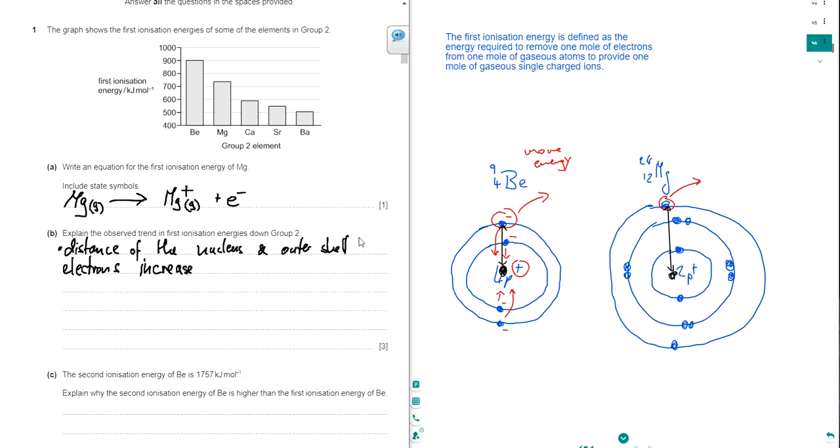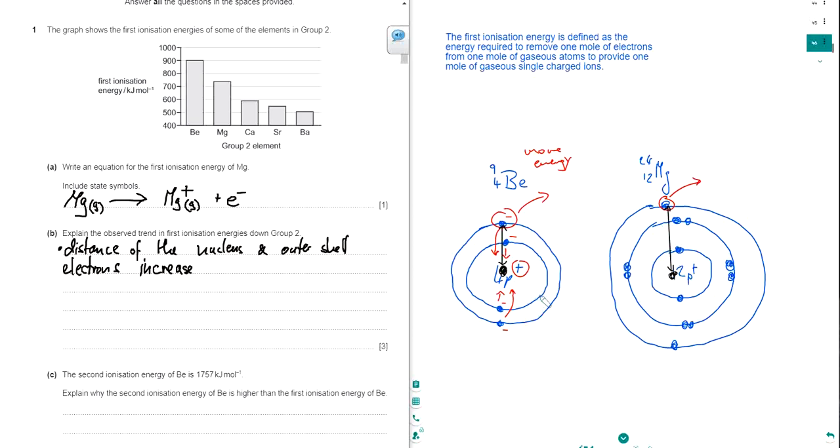So the second point is that... okay, so we could argue against this point by saying, well, but wait, magnesium has 12 positive charges, whereas beryllium has only 4 positive charges, and 12 positive charges should definitely attract the electrons more strongly than 4 positive charges.